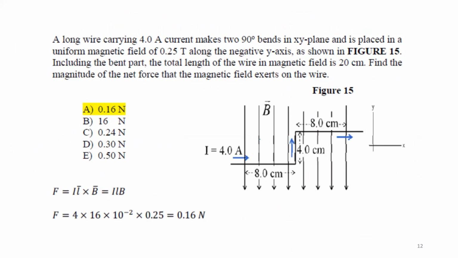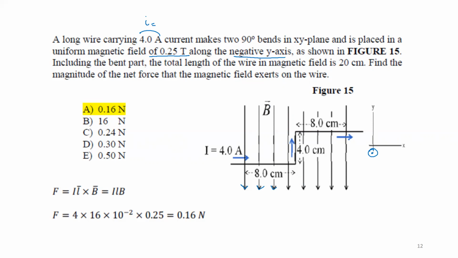So here I have a long wire carrying a current of 4 amp. This is my current, 4 amp. It makes two 90-degree bends in the XY plane. So here I'm in XY, and of course Z is pointing towards you. It's placed in a uniform magnetic field. As you can see, the uniform magnetic field has a magnitude of 0.25 Tesla along the negative Y direction. The magnetic field is pointing downward.